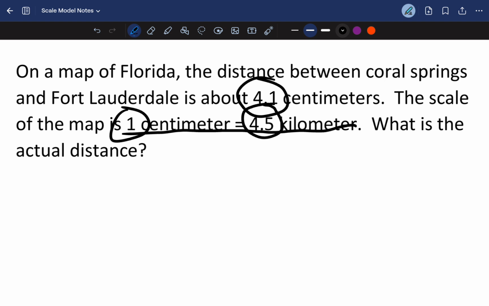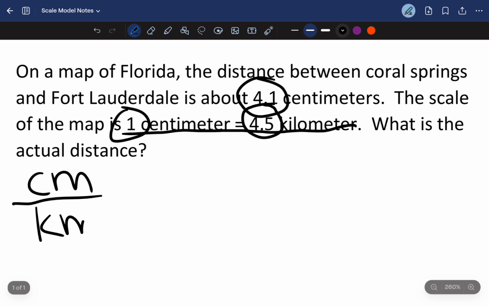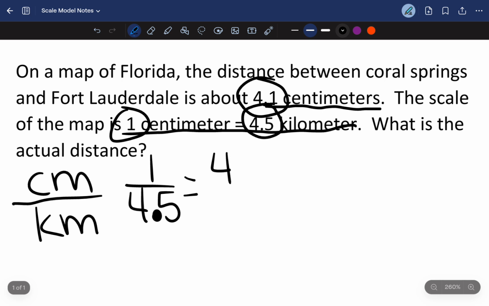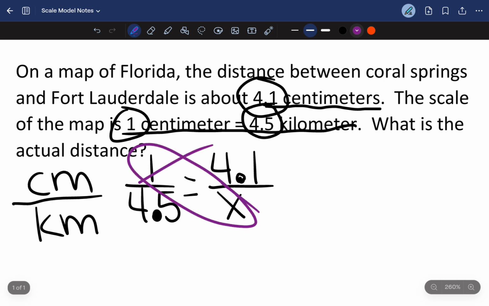I'm going to use my words first. So it's going to be centimeters over kilometers. And using the given information, it's going to be my first ratio of 1 over 4.5 equals, now I'm going to look, that 4.1 is centimeters. Centimeters goes on top, so I have 4.1 over x. Now I'm going to cross multiply, and in this case, I do not have to divide because 1 times x is just x.